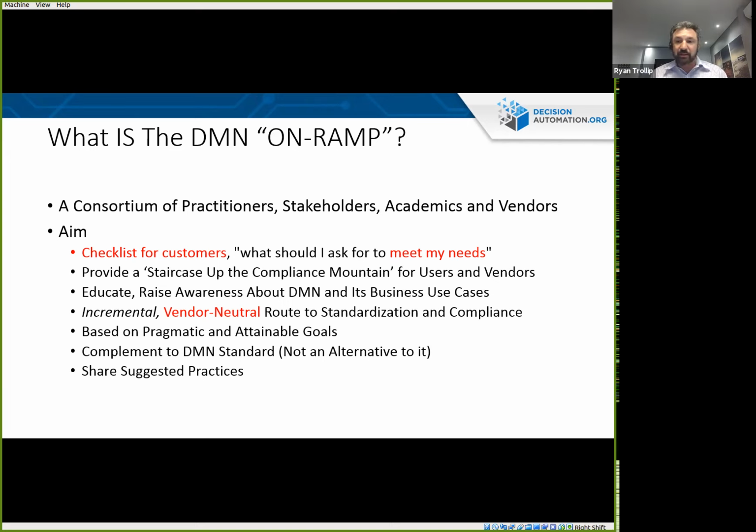We're not trying to rewrite anything that's already in the DMN standard. We're putting a framework together for getting the best value out of that standard. And then, of course, sharing best practices. A lot of folks that contributed to this have been doing this for a long time and have had all the battle scars, tried things that worked or didn't work. So incorporating that into some of the thinking here.